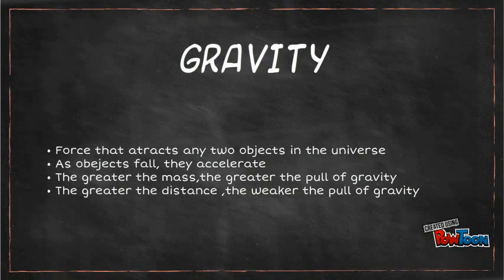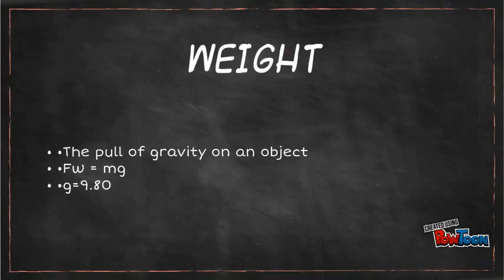Gravity: force that attracts any two objects in the universe. As objects fall, they accelerate. The greater the mass, the greater the pull of gravity. The greater the distance, the weaker the pull of gravity. Weight: the pull of gravity on an object. Fw equals mg. g equals 9.8.